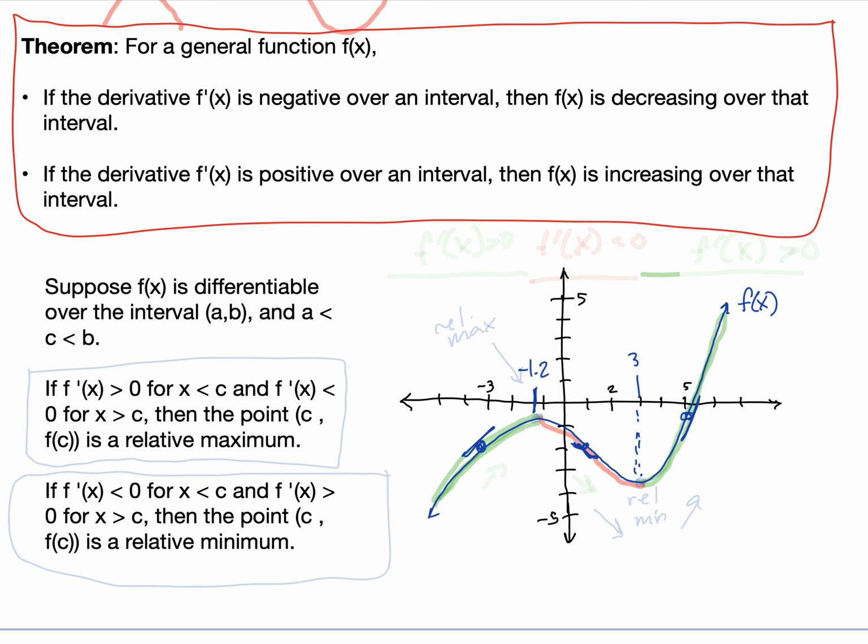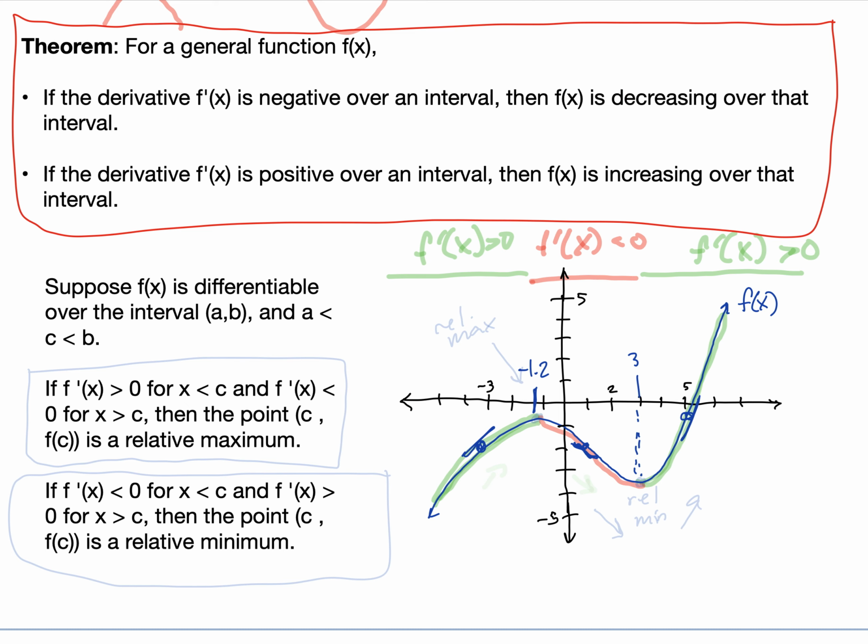So just to be very clear, over the interval from negative 1.2 to positive 3, f prime of x is less than 0. And for x less than negative 1.2, f prime of x is greater than 0. And over this interval as well, f prime of x is greater than 0. Okay, how does that relate to our maxes and mins?